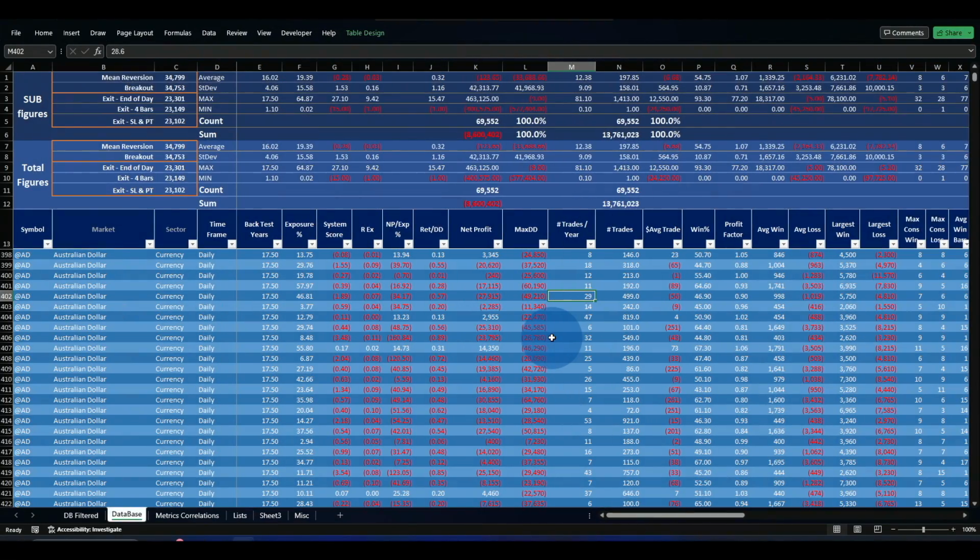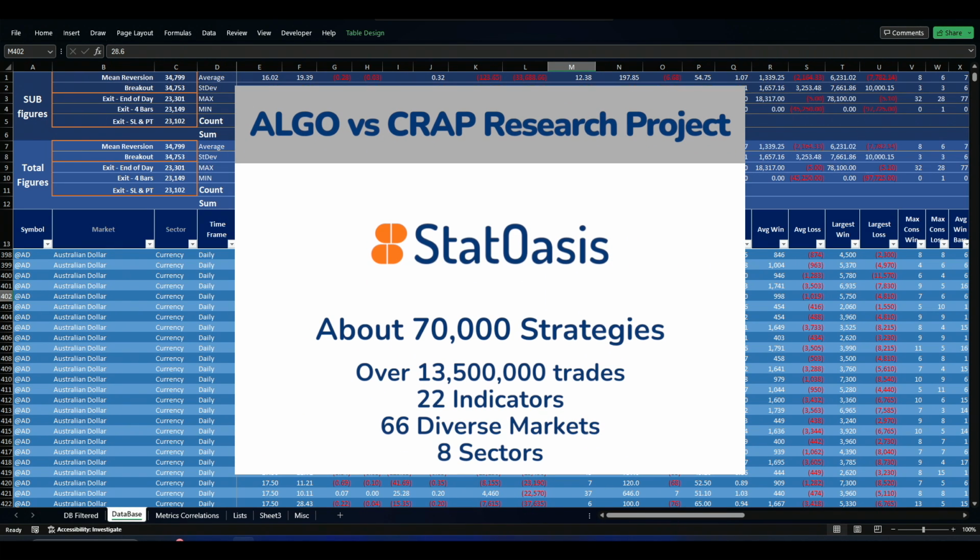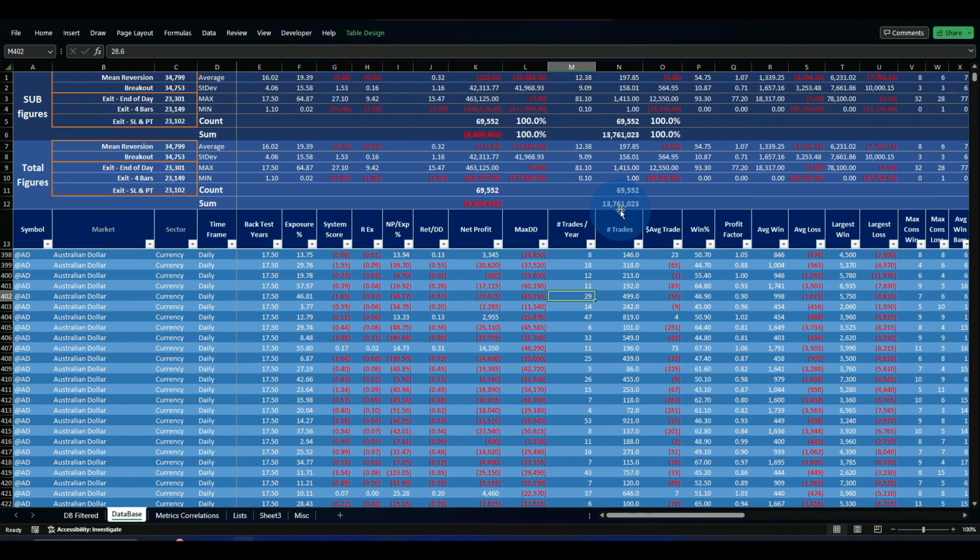So to give you an idea about the data that I collected so far, it's 22 indicators tested on 66 markets using the workflow steps that I mentioned. And the total currently is about 70,000 strategies with above 13 million trades. And of course, that is a huge database from which we can easily conclude which indicator is doing the best.